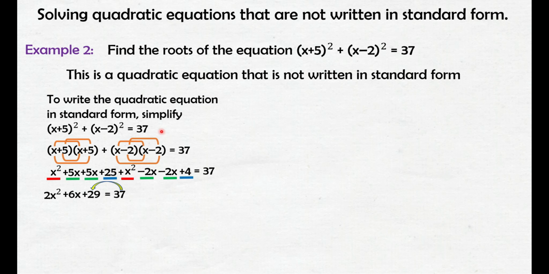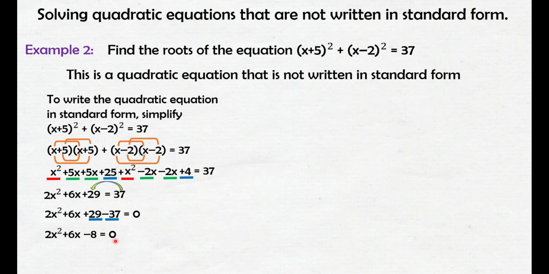And then, transpose natin si 37 sa left side ng equation. Makuha natin is 2x² plus 6x plus 29 minus 37 equals 0. And then, combine lang natin ng 29 at saka 37. 29 minus 37 is negative 8. Okay? And then, itong given equation na ito, kaya pa natin isimplify yan.